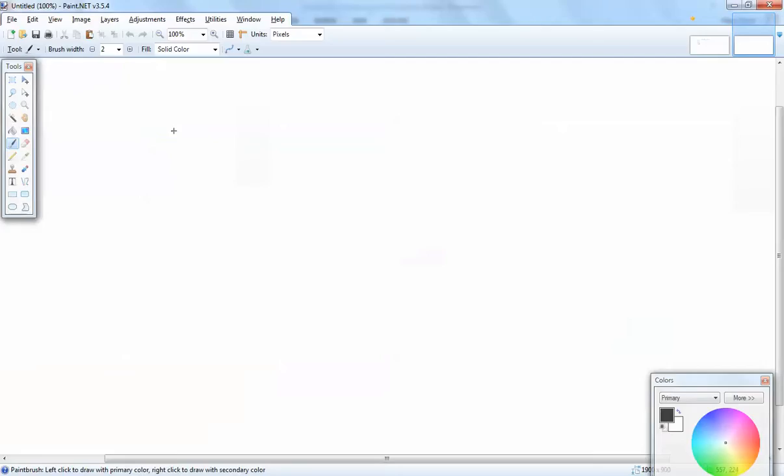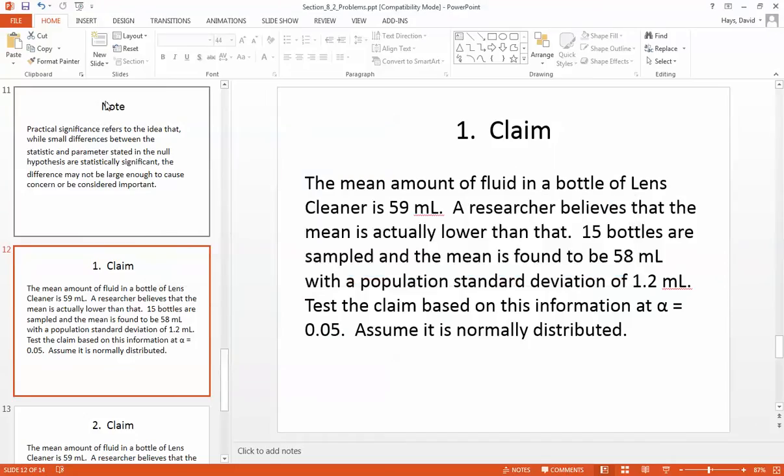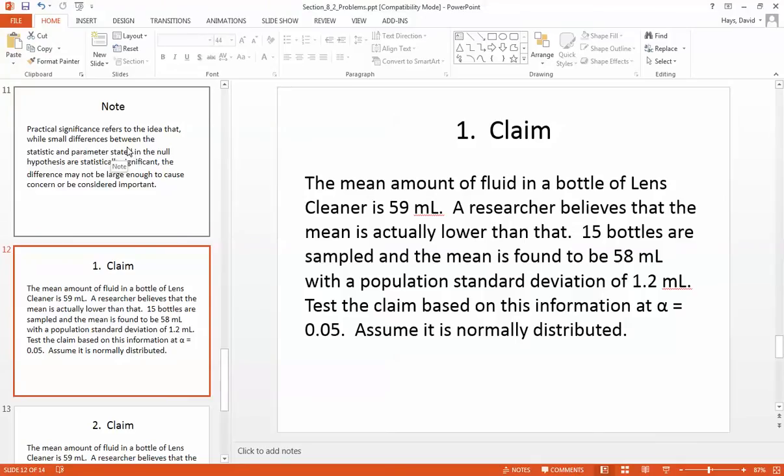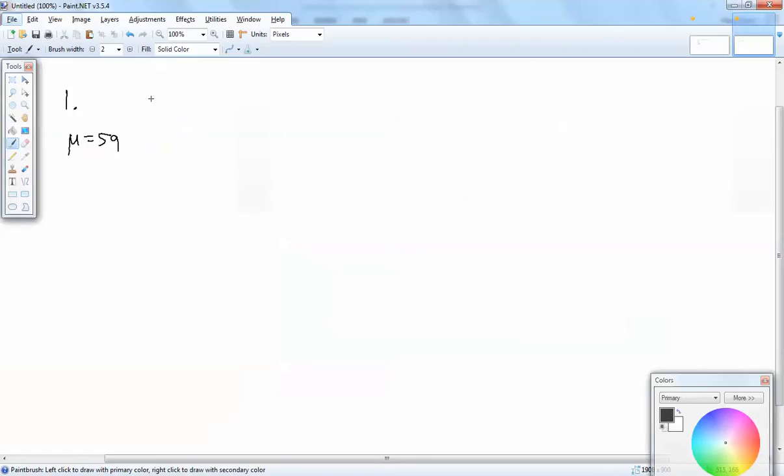Okay, number 1. It says the mean amount of fluid in a bottle of lens cleaner is 59 milliliters. It says the mean, which we're talking about mu. That's probably our old mu. We think maybe it's changed since then. Population mean. A researcher believes the mean is actually lower than that. That sounds like our claim. So lower than 59.